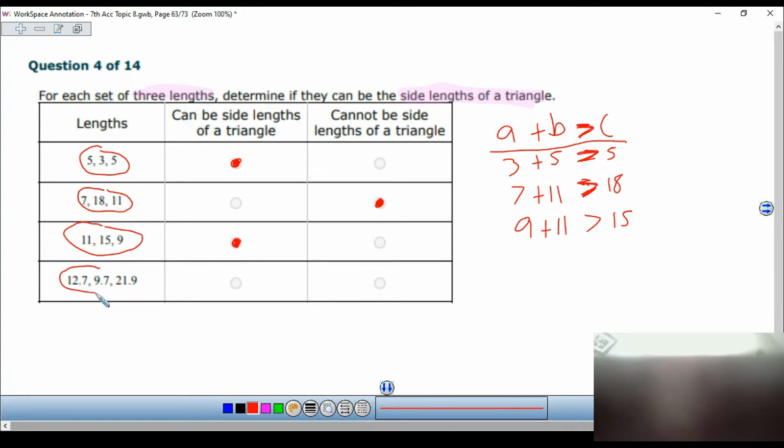And then this last one, of course, they give you decimals. Ugh, nobody likes decimals. But you can do it pretty easy by putting it in a calculator, and that's perfectly fine. They always like to mess with you on these too. So we got the 2 smallest. You got 9.7 plus 12.7. And it has to be greater than 21.9. Okay? 9 plus 12 we know is 21. And then 0.7 and 0.7, that's going to be 22.4. That is greater, so this is a triangle. All right? Does that make sense?